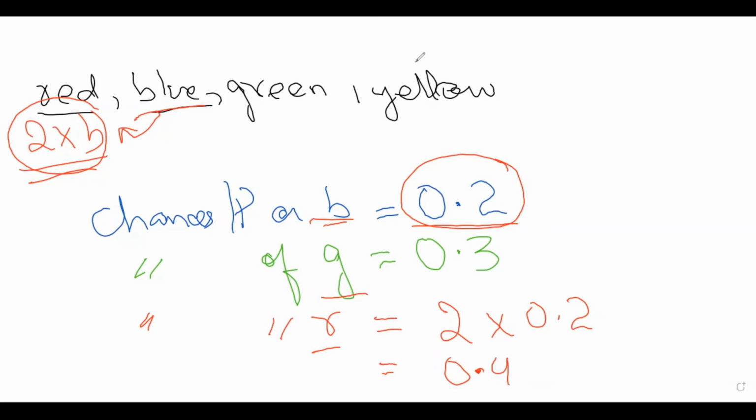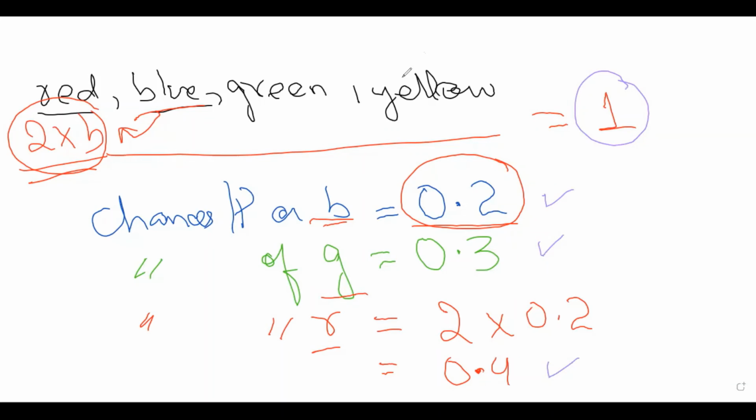Now I have told you that the probability of all the buttons must be 1. It is a rule that the probability of all the buttons must be 1. So if you are given 3 probabilities, blue is given, green is given, and you have found the probability of red, you can find the probability of yellow from this. How? Let me tell you.